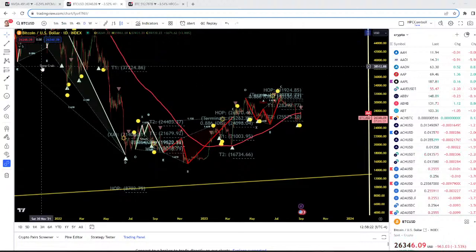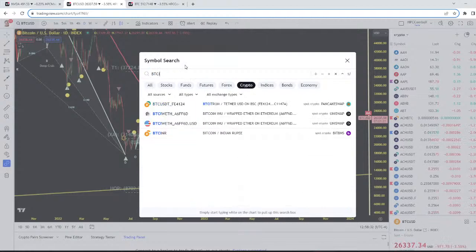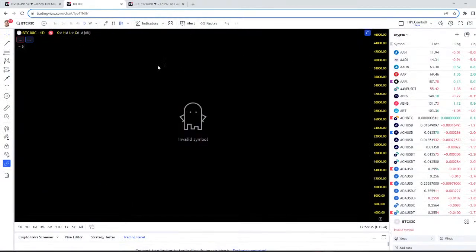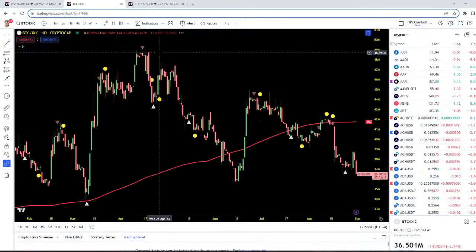What's that? BTC IXIC? Yeah, you type in BTC and then whatever slash IXIC. You just hit enter and it takes you directly to that chart. There you go.